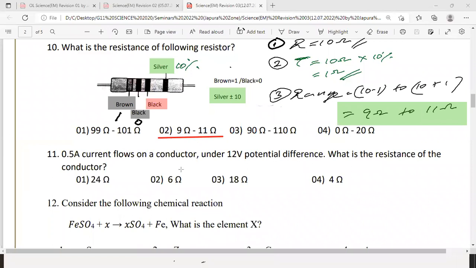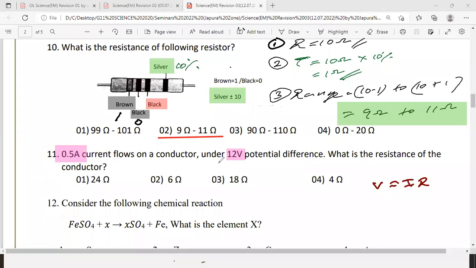11th MCQ, you have to use V equals IR because current given and voltage given. So when data given, equation should come to your head. Current 0.5 amperes, voltage 12 volt. They are asking the resistance. What is the equation? Ohm's law equation. V equals IR. Any volunteers who has done this at home? Any volunteers who can give me the answer?